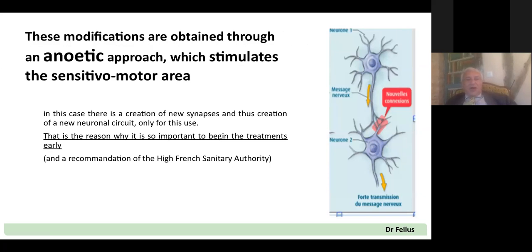The modifications are obtained naturally through an anoetic approach because they stimulate the sensitive motor area. And in this case, spontaneously, 60% of children will change their program to swallow without any exercise. And in this case, we have creation of new synapses and thus creation of new neuronal circuits only for this use. And what is the reason why it's so important to begin treatment very early?